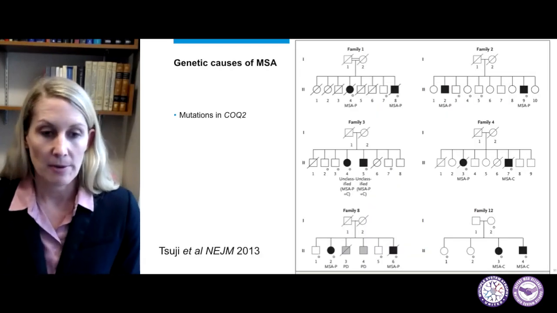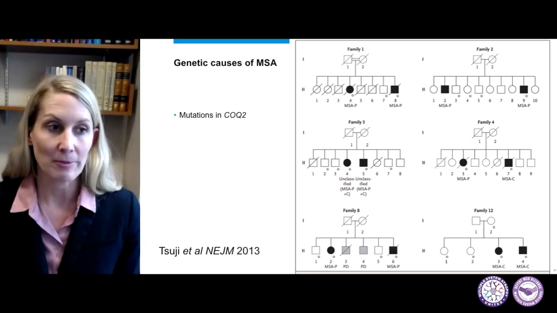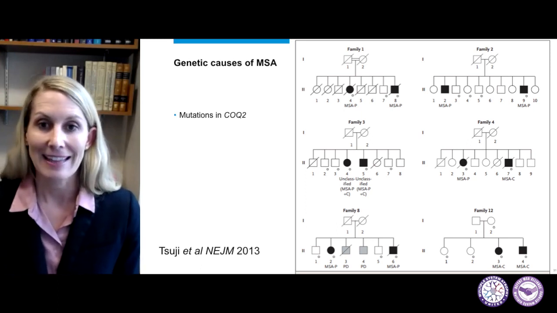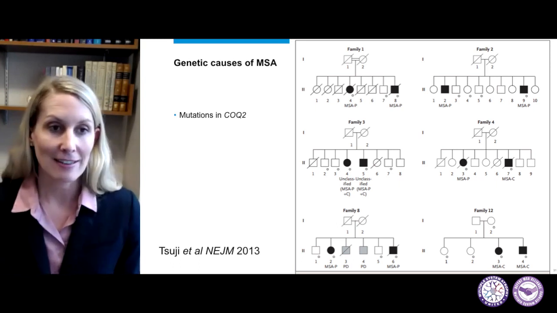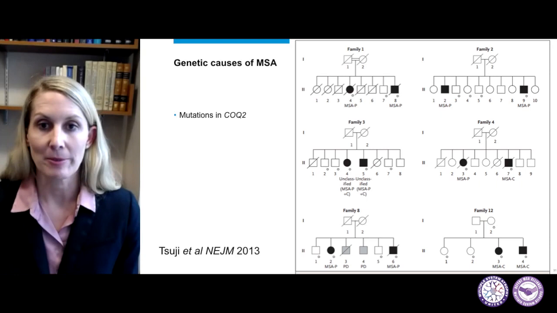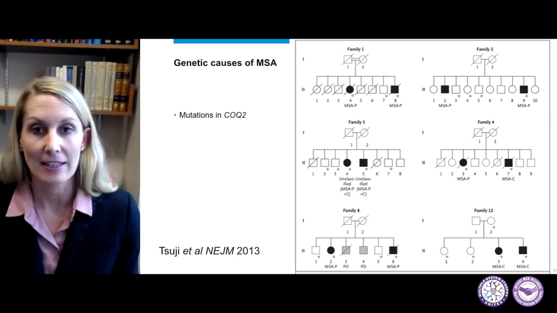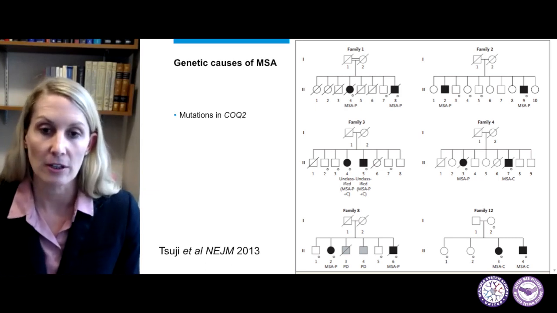So this is work from Dr. Shoji's lab. He has two families, published in the New England Journal of Medicine, that had familial multiple system atrophy. And these are Japanese patients. You can see in black the patients that are affected with MSA-P, MSA-NC, and MSA-C, but also a few family members with Parkinson's disease as well. So using these different families that have MSA, with multiple family members affected, they identified mutations in the COQ2 gene, involved in mitochondrial function.